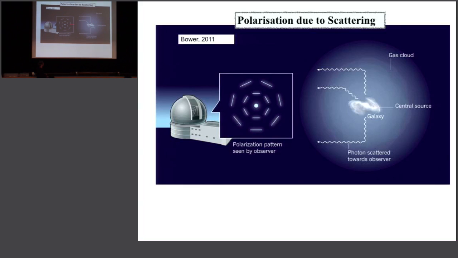If you look very close to the galaxy, you typically get scattering by very small angles, if you call this the scattering angle here. So the scattering-induced polarization is actually much smaller. So as you move closer to the galaxy, you see the polarization decreasing.